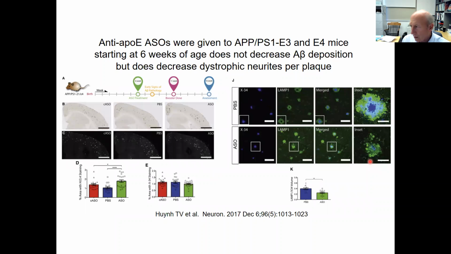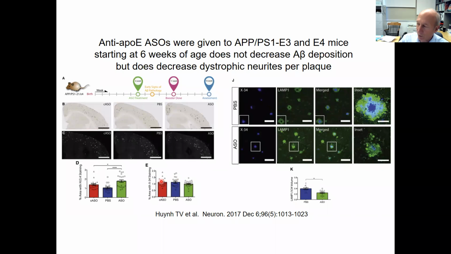So in the other experiment that was done, we lowered APOE later. So this now is until just after 6 weeks of age, when A-beta deposition in this model has already started. And when we do this and then look at 4 months of age, we actually see no difference in the amount of amyloid deposition in the brain.